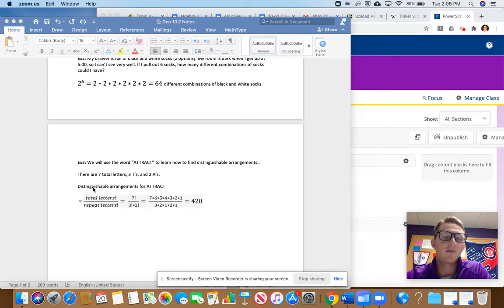If we want to find the distinguishable arrangements for this word attract, it's going to be the total amount of letters with the factorial taken. So we had 7 letters, so 7 factorial over the factorials of any repeating letters. We had multiple T's. How many T's did we have? 3. So let's take the factorial of it. And how many A's did we have? We had 2. So we have 7 times 6 times 5 times 4 times 3 times 2 times 1, and then 3 factorial and 2 factorial.